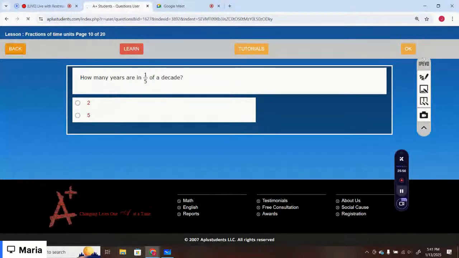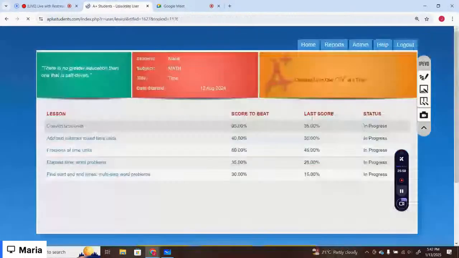Okay, you can complete the lesson by yourself later today. So, we were working on grade 4 math. The chapter we were working on is time. The lessons we have covered today are convert time units, add and subtract mixed time units, and fractions of time units. So, please make sure before the next session you complete all the practice questions for the lessons we just did. That is your homework until next session.